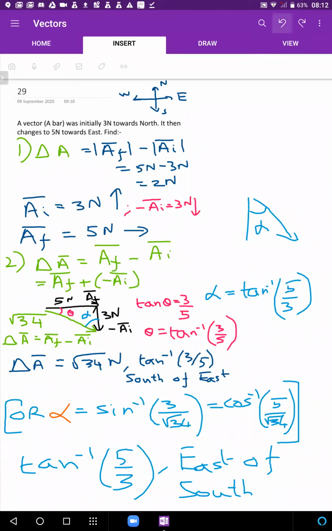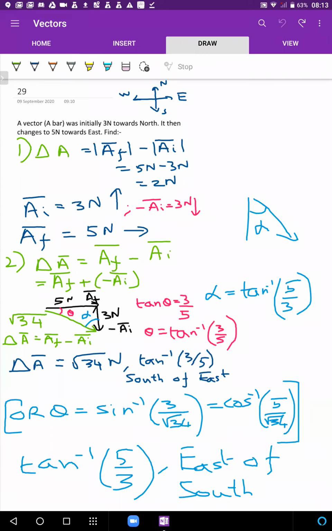Oh yeah, sorry, I'm so sorry. Here it is theta, yes. Or theta equal to, my bad, theta equal to tan inverse 3 by root 34, cos inverse 5 by root 34. This is a different one, this is alpha. This is another way of describing the direction. Okay.